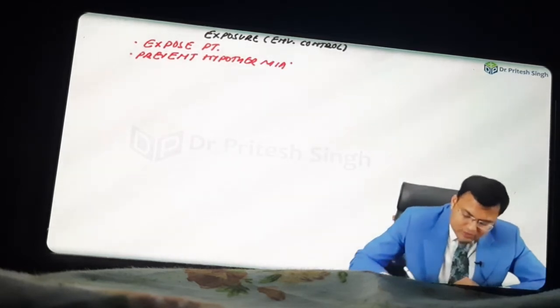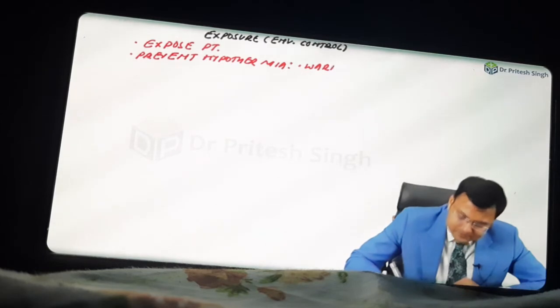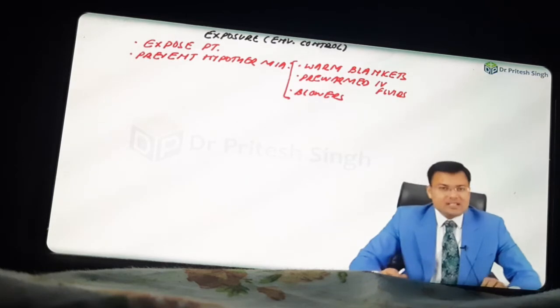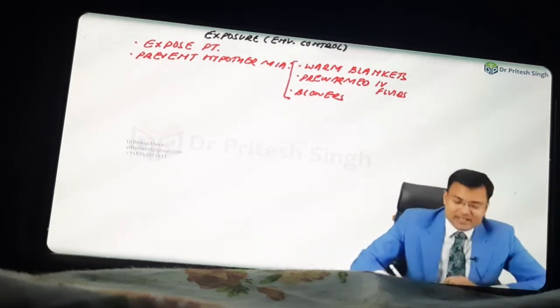Now, E is exposure with environmental control. So here what we do, we expose the patient and we prevent hypothermia. So how are we going to prevent the hypothermia? We have to keep the patient warm by warm blankets, infusion of pre-warmed IV fluids, use of blowers or body warmers. So this is A, B, C, D, E. That is the primary survey of ATLS. After that, what is secondary survey?